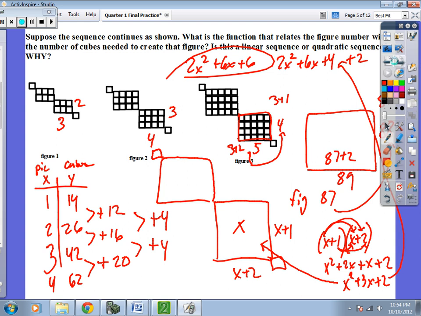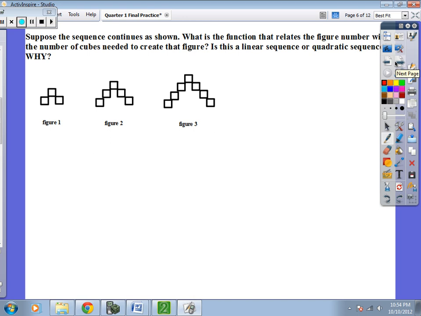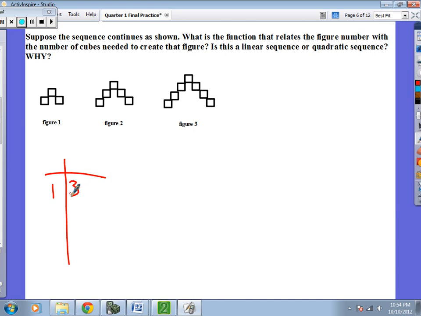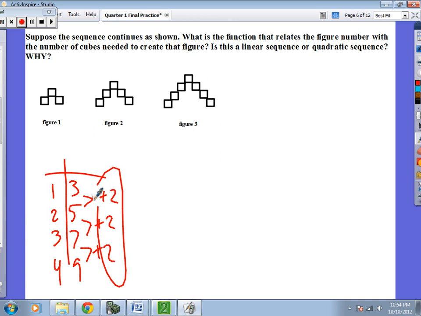And I'll give you an easy one. Definitely not one harder than that. Okay, this one, maybe if you go with the table, figure 1 is going to give you 3 cubes, figure 2 is 5 cubes, figure 3 is 7, and you can probably guess figure 4 is going to give you 9. The change every time is up 2, up 2, up 2. So this is linear because your change is constant.